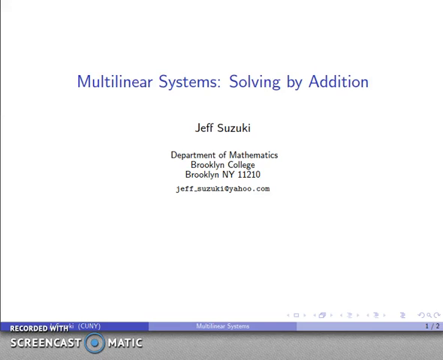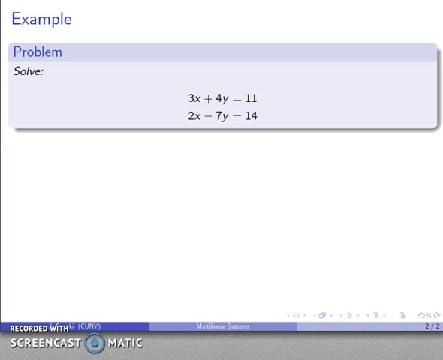So let's take a look at solving equations by the addition method. And you might say, well, why do we need to learn a second method of solving equations? Don't we already know how to solve multilinear systems of equations? And the answer is sure. So here's a system of equations, 3x plus 4y equals 11, 2x minus 7y equals 14.